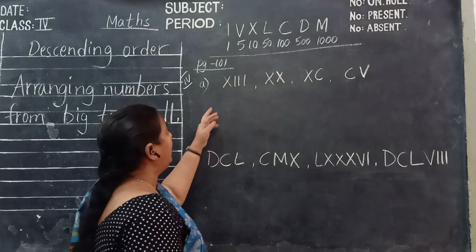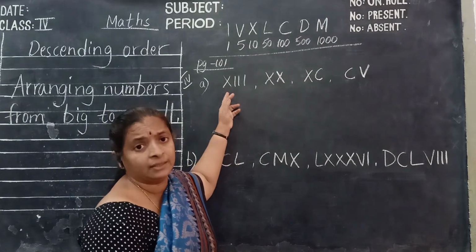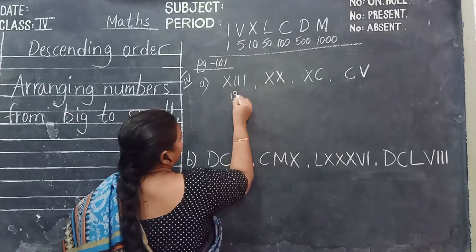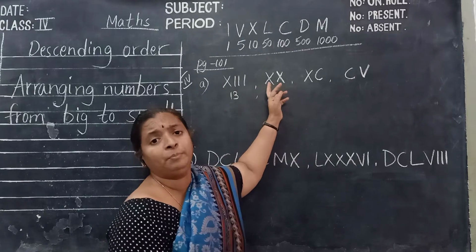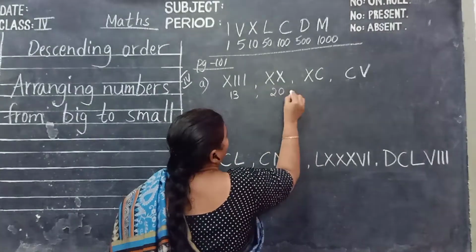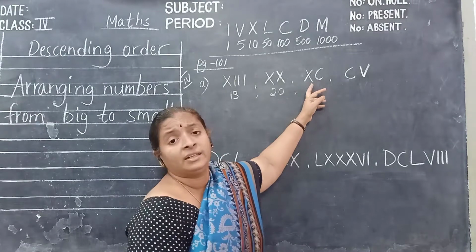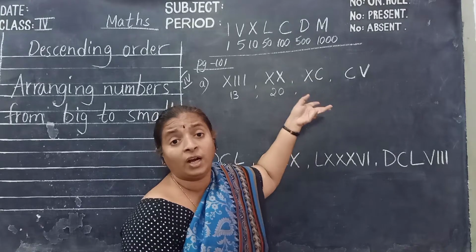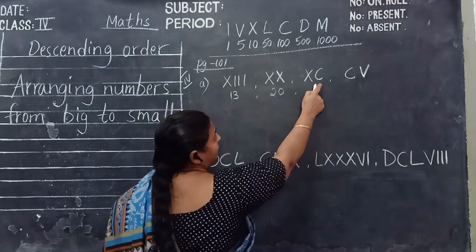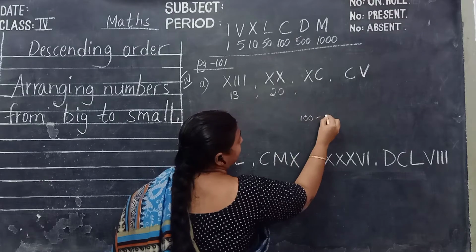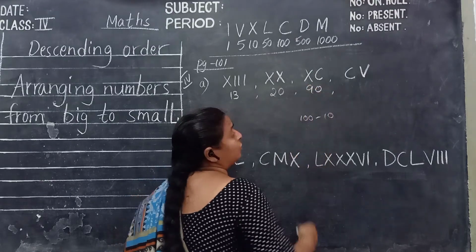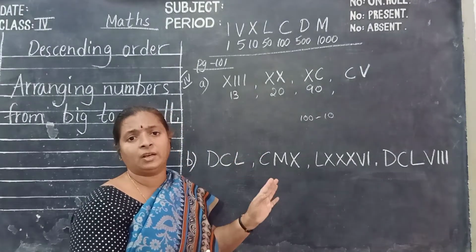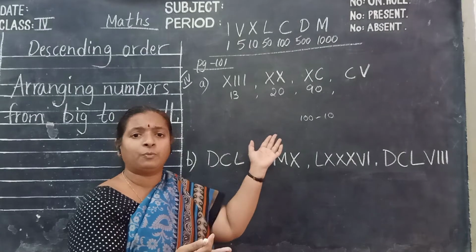See, children, what they have given in A: XIII. What is the value of X? 10. Plus 3, 13. Then XX, 10 plus 10, 20. Then here, children, XC, 10 and C. But what is here? A bigger number after a smaller number. So what should we do? C value is 100. X is before it. 100 minus 10, 90. 90 is the value, because in Roman numerals numbers come from big to small, children. A smaller number will not come on the left side; on the right side it comes from small to big.